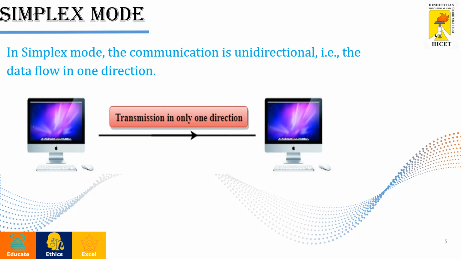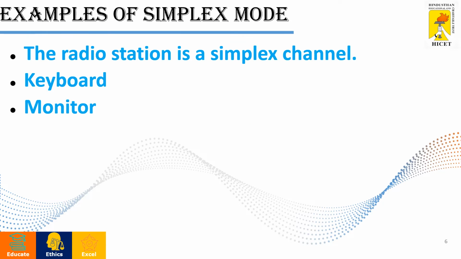The examples of simplex mode are the radio station. The radio station is a simplex channel as it transmits the signal to the listeners but it never allows them to transmit back. Other examples are keyboard and monitor. The keyboard can only accept the data from the user. The monitor can only be used to display the data on the screen. So these are all the examples of simplex mode of transmission.